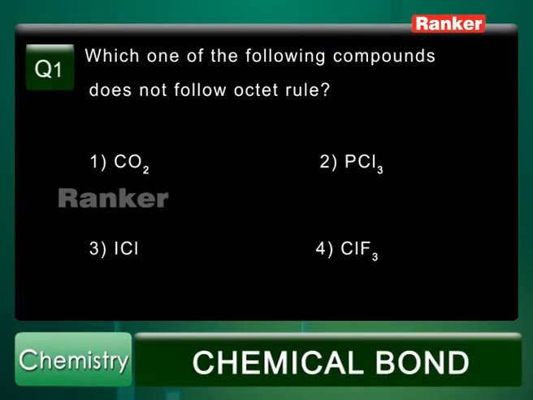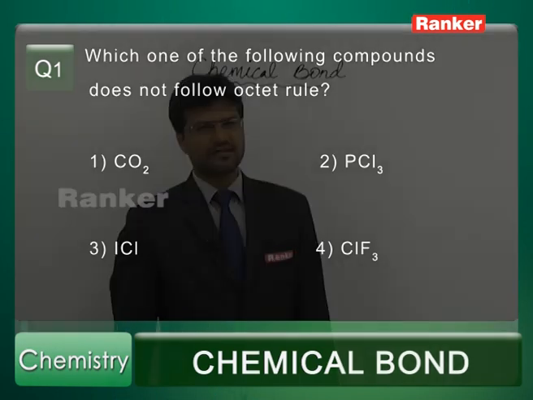Which one of the following compounds does not follow octet rule? The options are number 1 carbon dioxide, number 2 PCl3, number 3 ICl and number 4 ClF3. Let's find out.